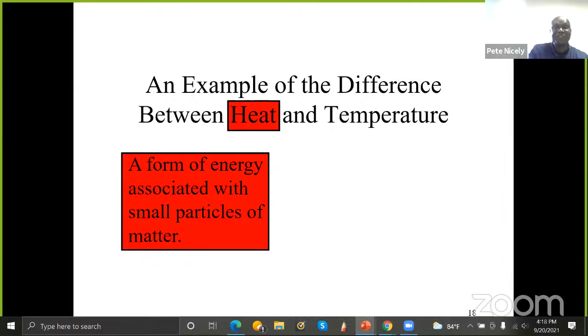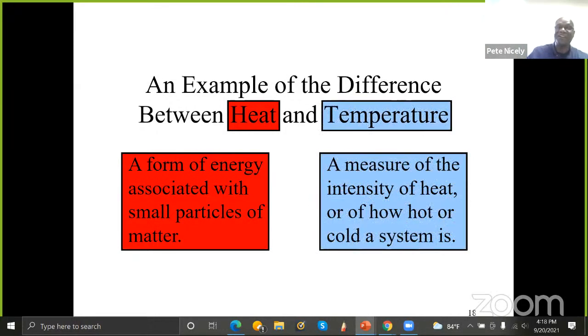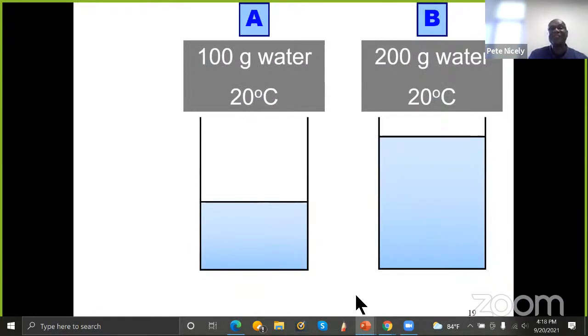So just to remind ourselves of the definitions. Firstly, heat is the energy associated with the motion of small particles of matter, while temperature is a measure of how hot or cold, or the intensity of the heat, for a system, all right?